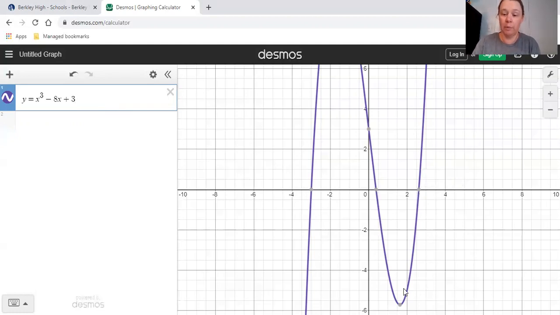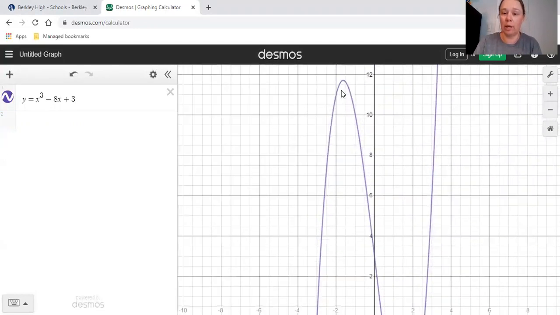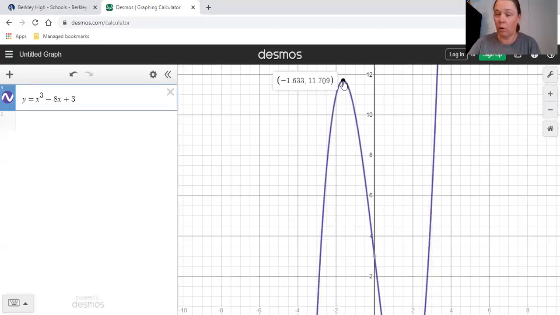I need the minimum. Well, it's not really a minimum, right? It's a relative minimum, but I want to know what that is. So 1.63 and then -5.7. Okay, and I want the guy up there. I'm going to drag this down so I can get this. Where are you? It says -1.63 and 11.7. Okay, so I jotted those down.